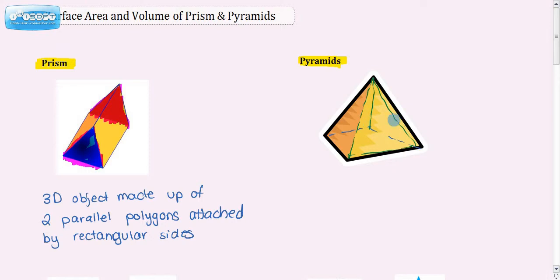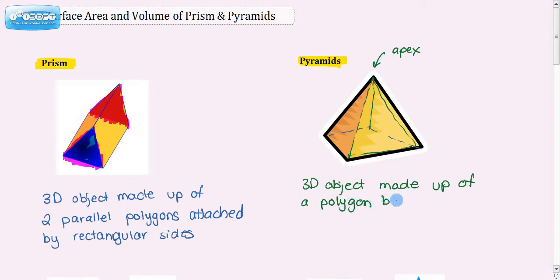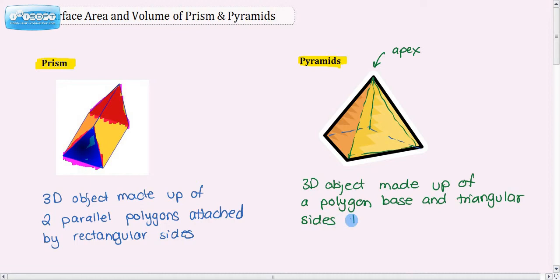And if you look at the triangular sides, you notice that they all meet at a specific point, which we call the apex. So a pyramid is a three-dimensional object made up of a polygon base, just one, and triangular sides, contrary to the rectangular ones for the prism, that meet at a vertex called the apex.